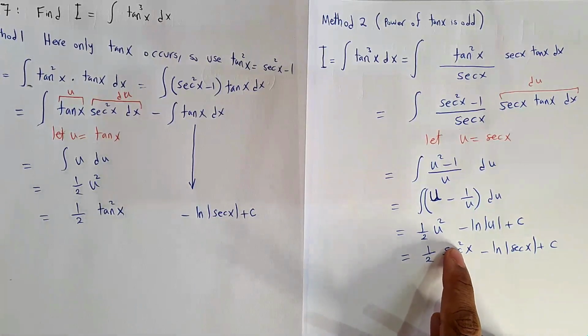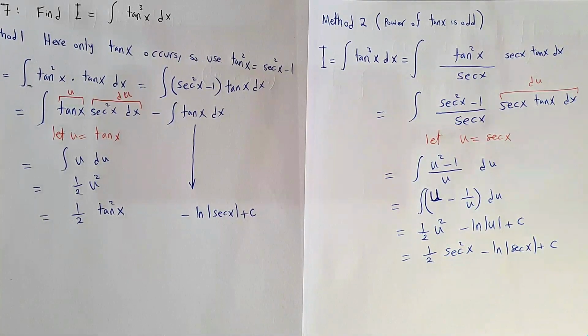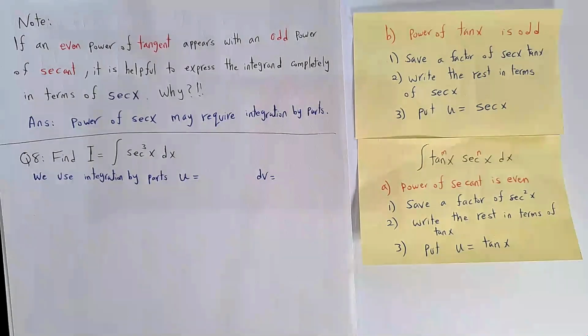Remember, we said half secant square and half tan square, they differ by a constant. Alright? So what is my point here? My point is, if possible, learn as many methods as you can. Do not restrict yourself to one method only.